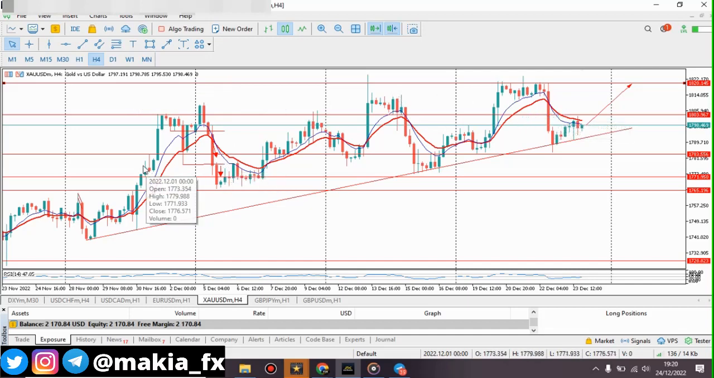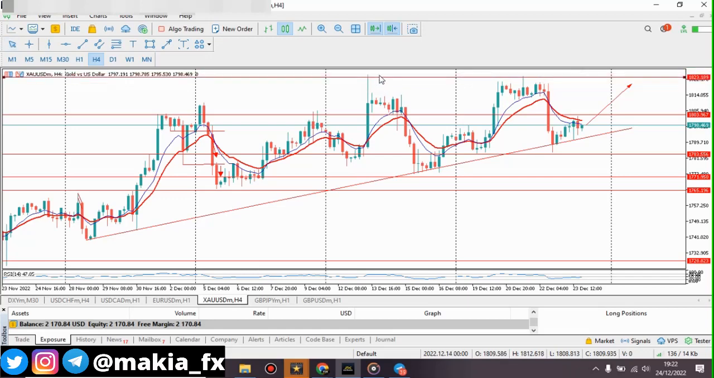Now the next thing I will do is that we have to draw our support and resistance zones. These are very important psychological levels that are in the market, and we all have to know this particular level. As you can clearly see, I've drawn my zones. This is the first zone.